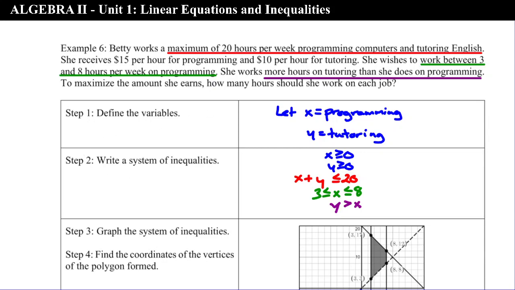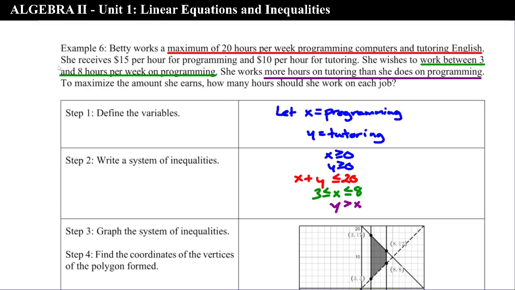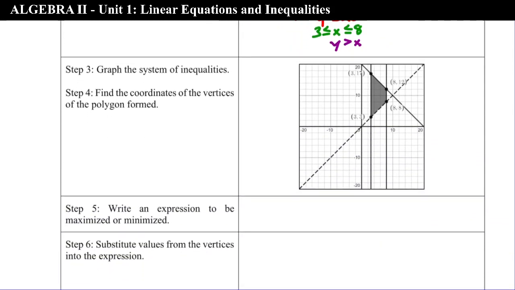Okay. Before we move down to the bottom of the page, let's pick out what our objective function is going to be. Our objective function deals with the money she's making, because we're trying to maximize how much she earns. It makes sense that it deals with this sentence and the money. She gets $15 per hour for programming, $10 per hour for tutoring, and we want to maximize the amount that she earns. Okay, so here we have the graph.